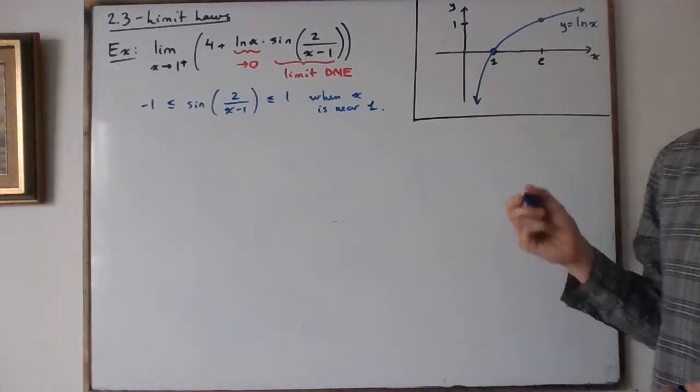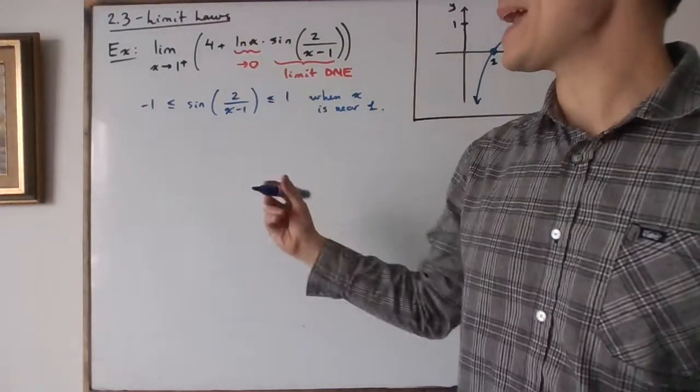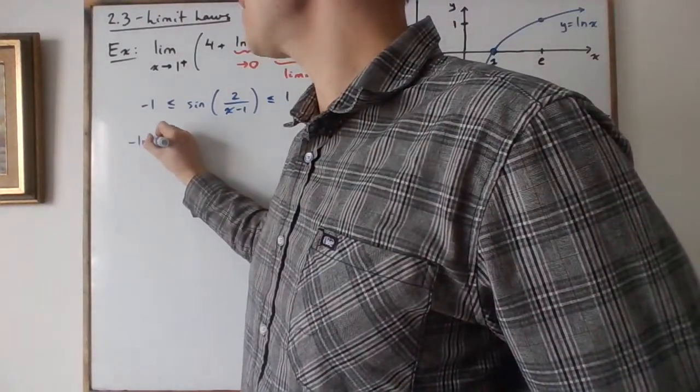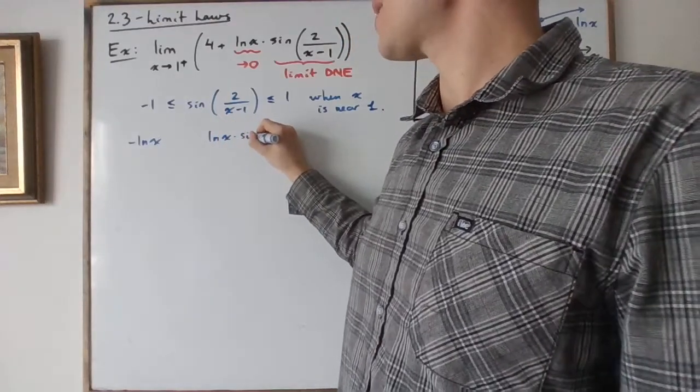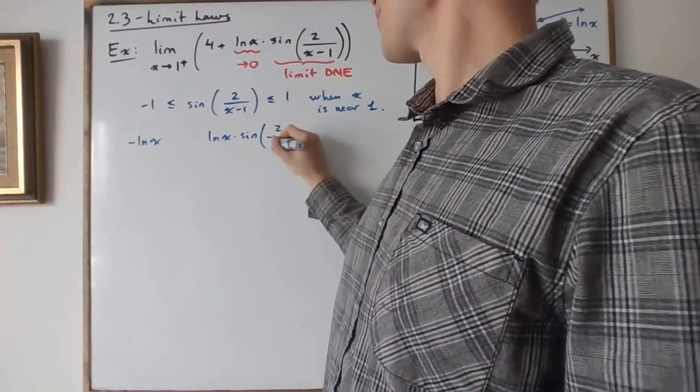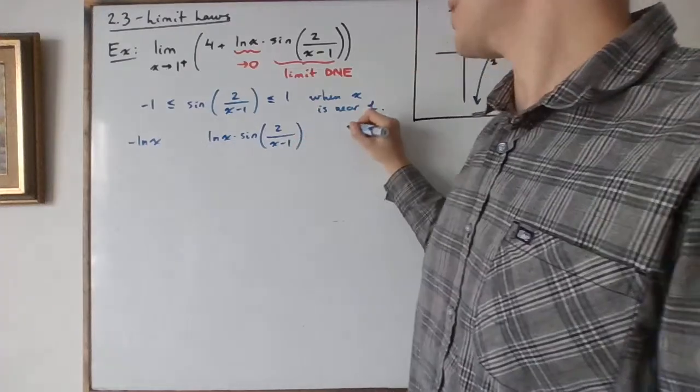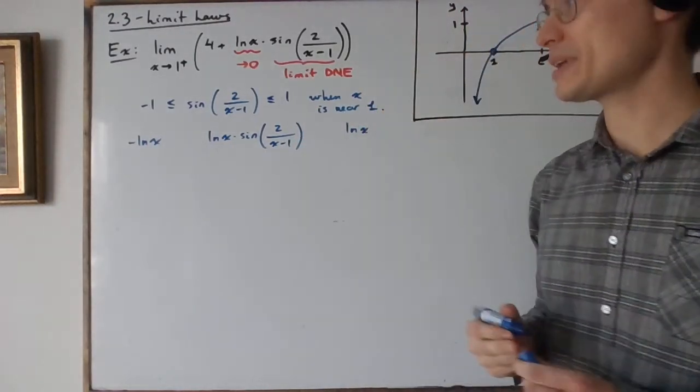Then we multiply every side of the inequality by ln of x. So we're going to have negative ln of x, we're going to have ln of x times sine of 2 over x minus 1, and we're going to have ln of x. Okay.